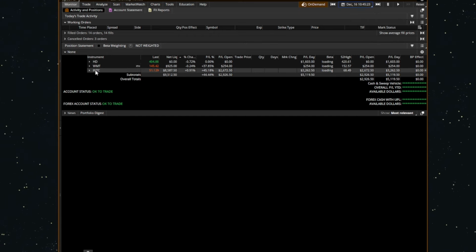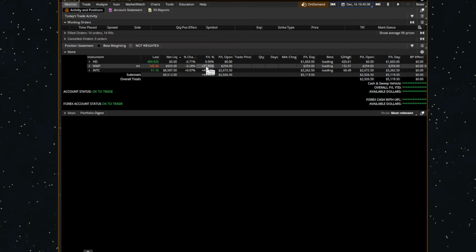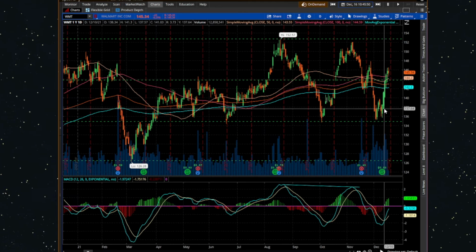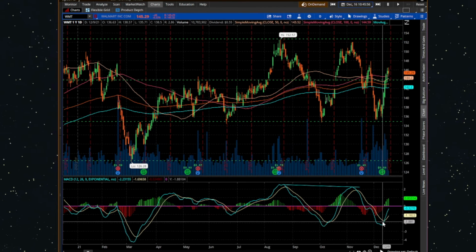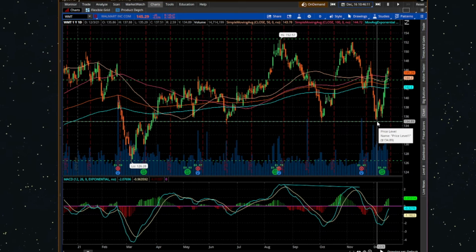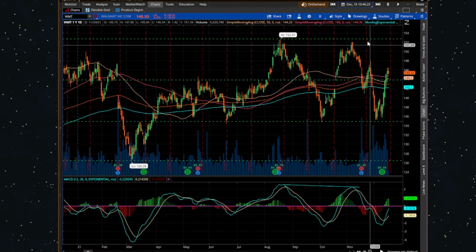So let's go to our monitor tab. We're looking at Walmart, and it's a plus 37.85%. But I actually want to see what I would have made on this trade if I was actually going to sell out when we had a crossover on the MACD as we approach this point here. So that was back on December 10th.